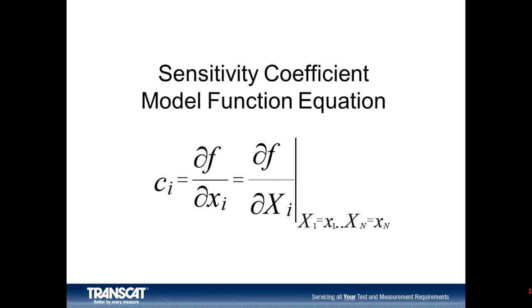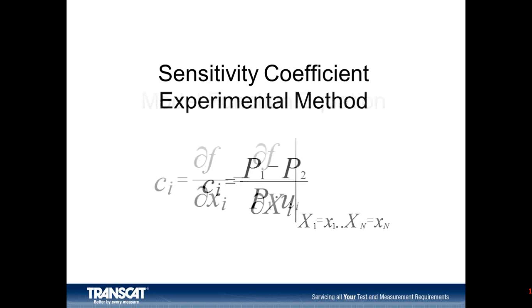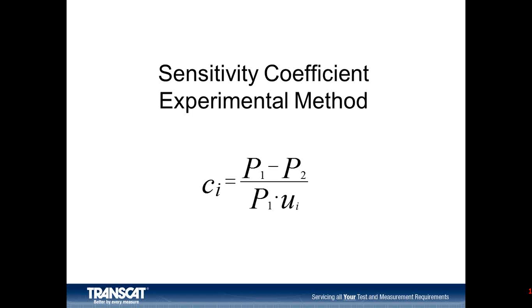The ISO guide gives us a tool for doing that called the sensitivity coefficient, and it says we can apply this model function equation to make an estimate of the sensitivity of each of these parameters. If your calculus is as rusty as mine, you might also be able to apply the experimental method, which will work in the majority of cases.